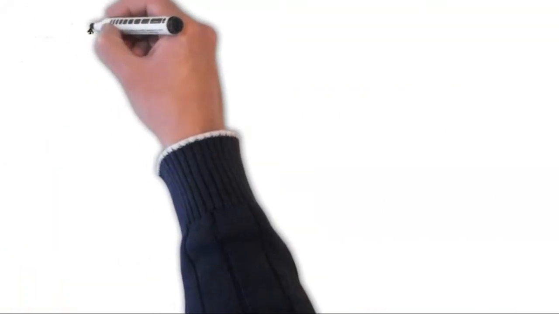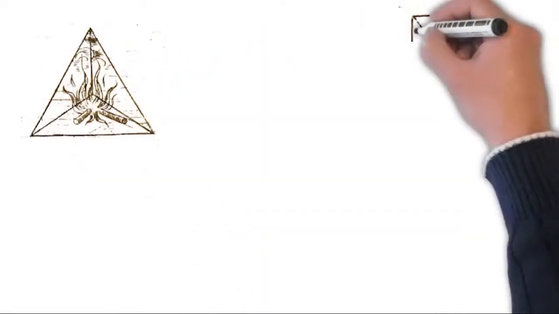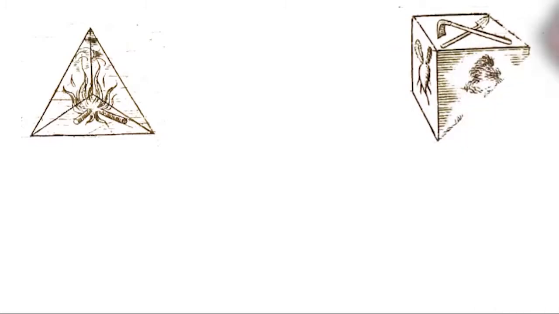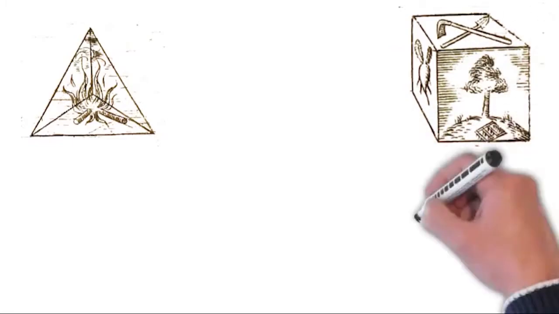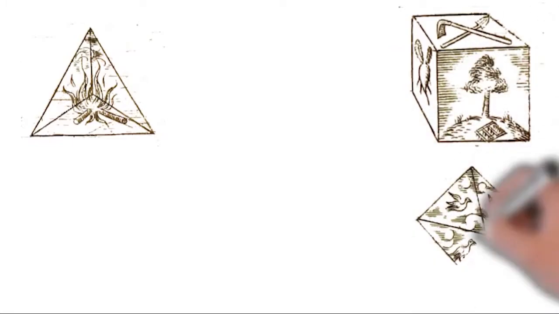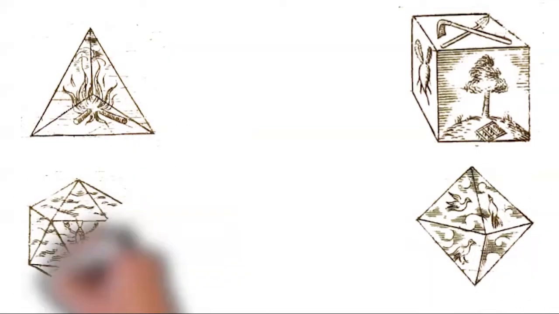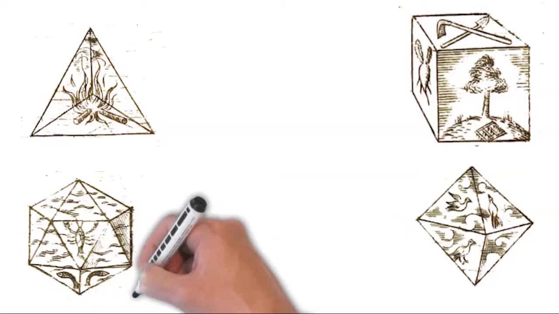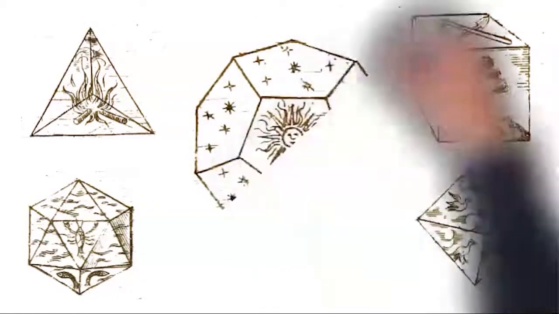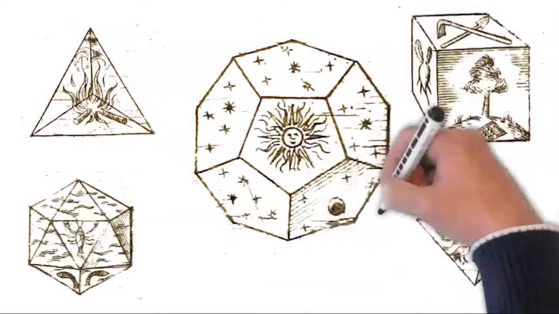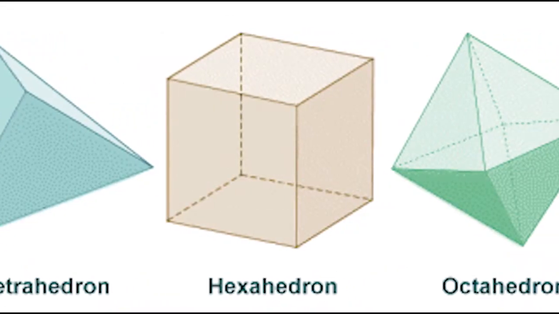The ancient Greeks believed that the tetrahedron represented fire, all things of the earth were made out of cubes, the air was made out of octahedrons, water was made out of icosahedrons, and the universe was made out of dodecahedrons. So why are there 5 platonic solids?